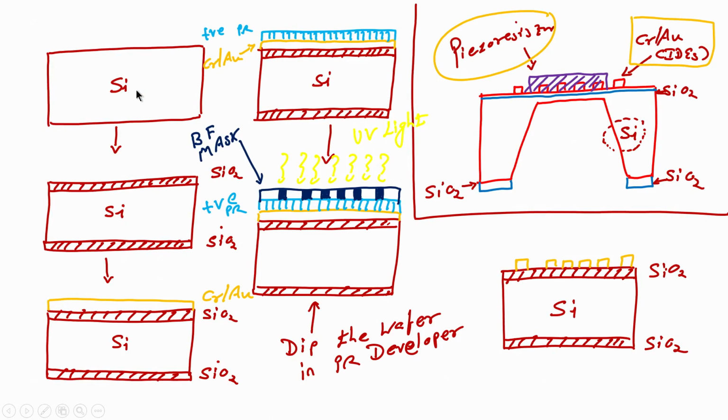So, let us see, we have chrome gold like this, right. This is my interdigitated electrodes, alright. The rest, you know, is silicon, and the bottom and top parts of the silicon are silicon dioxide. Now, on this, what do I want?